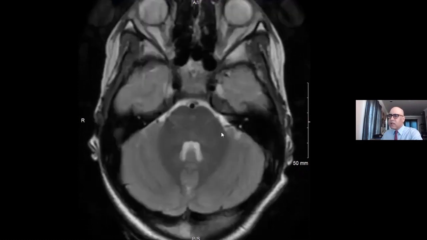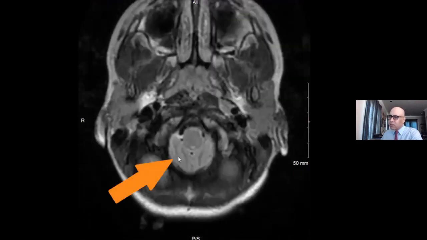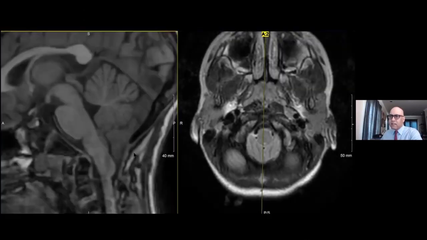Now, as we go inferiorly towards the level of the foramen magnum, we're seeing the cerebellar tonsils at the level of the foramen magnum around the brainstem. We're seeing fullness here. That's then better characterized on this sagittal image. On this sagittal image, we can see the basion, which is the inferior aspect of the basi-occiput, representing the anterior margin of the foramen magnum.